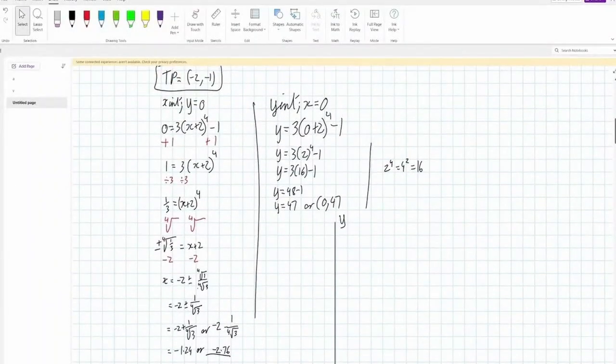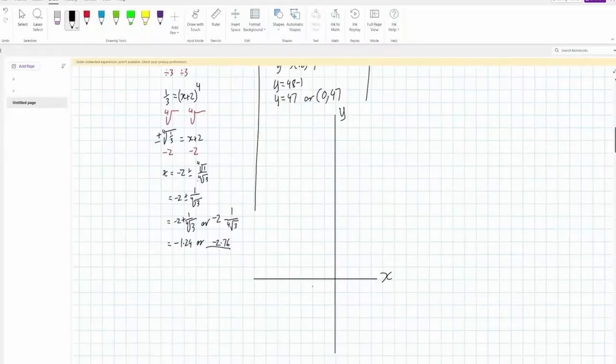Turning point is at -2, -1. That's going to be right about there. And then we're looking at -1.24, which would be slightly above 1.